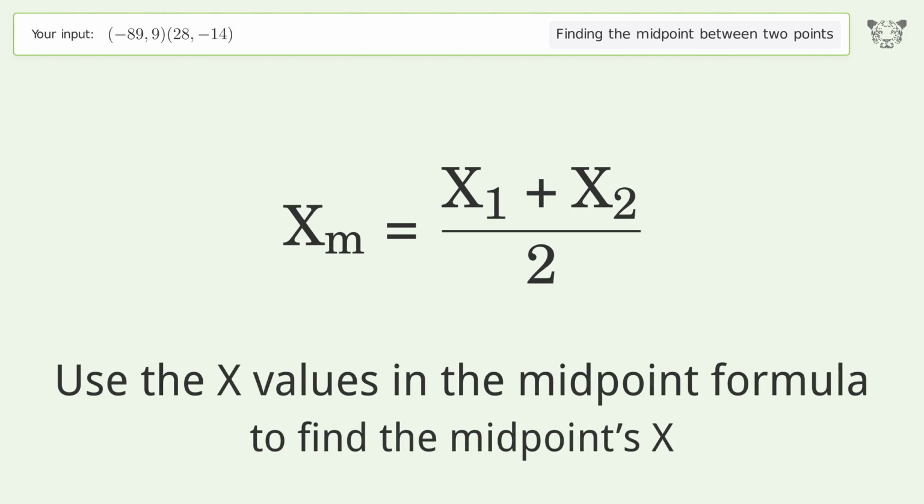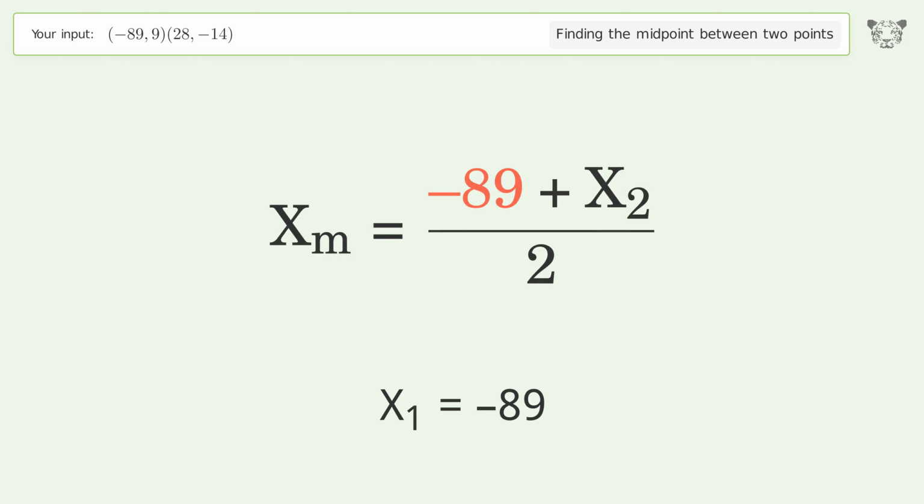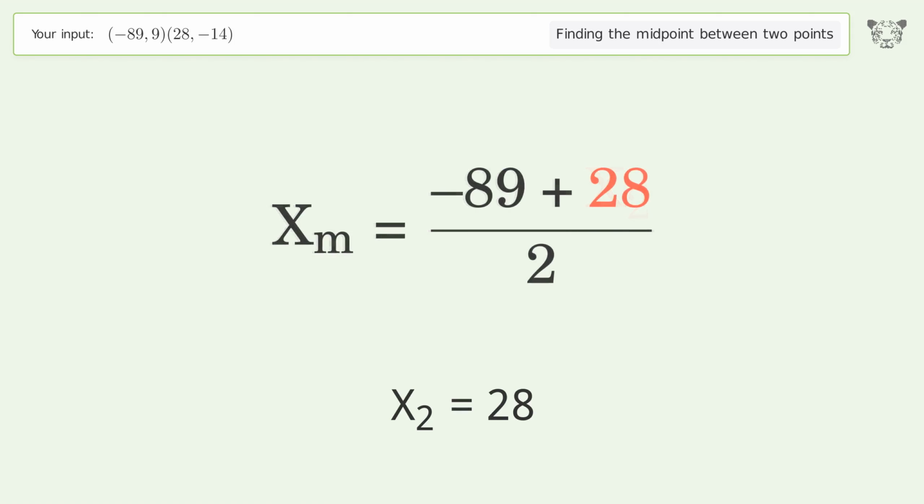Use the x values in the midpoint formula to find the midpoint's x. x1 equals -89. x2 equals 28. Simplify the arithmetic.